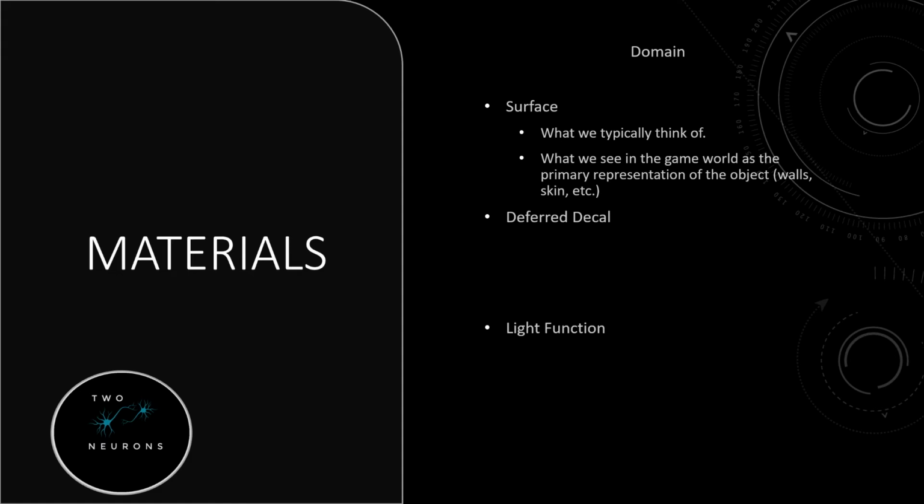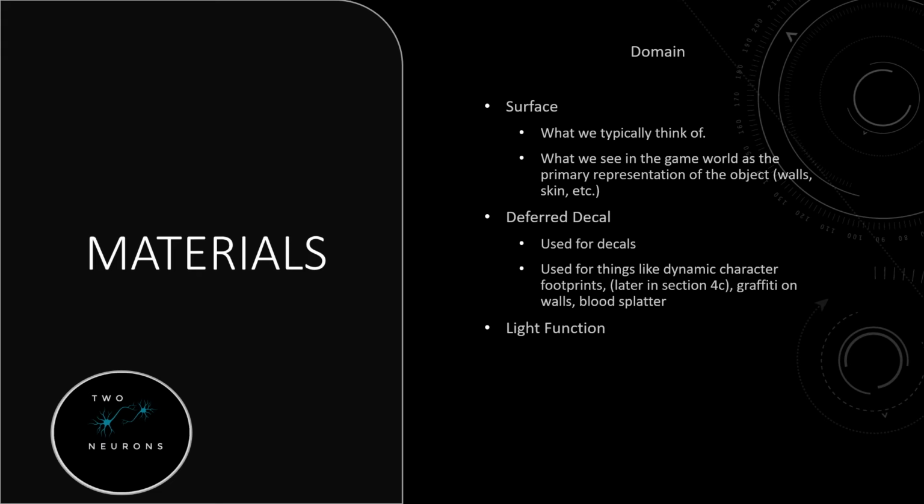We then have deferred decal, which are used for, well, decals. So things like our dynamic character footprints, which we'll cover in section 4C, graffiti on walls, blood splatter, and this can be both dynamic or non-dynamic. So in the case of the footprints, that's a dynamic decal we're putting down.